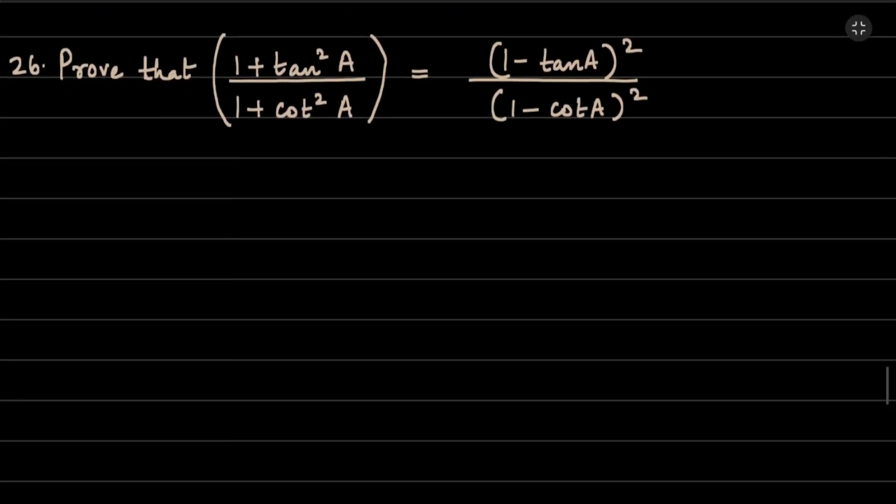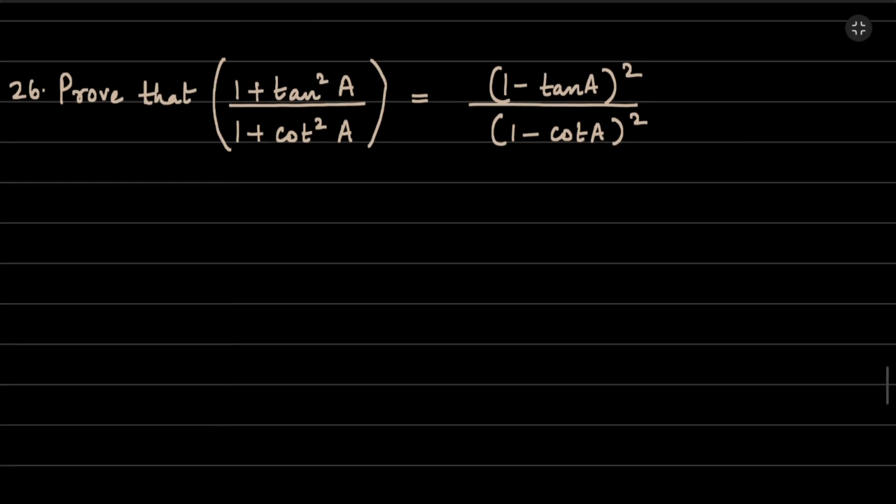26th question. You have to prove that 1 plus tan square A divided by 1 plus cot square A equal to 1 minus tan square. This is again a very good question. Please mark it as important, right? So in both the sides, we need tan square, tan and cot, right? Let's take LHS.